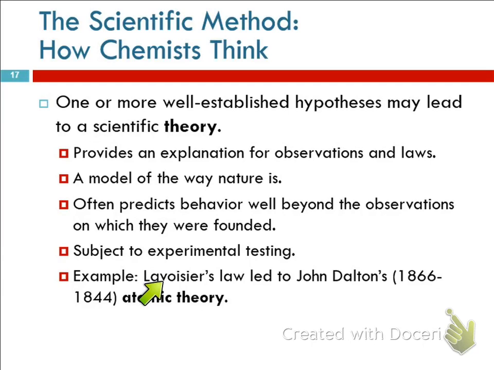So Lavoisier's law of conservation of mass led to John Dalton's atomic theory. He lived 1766 to 1844, the next century. But he used Lavoisier's law and took it further and developed a hypothesis that became well established and is known now as the atomic theory.